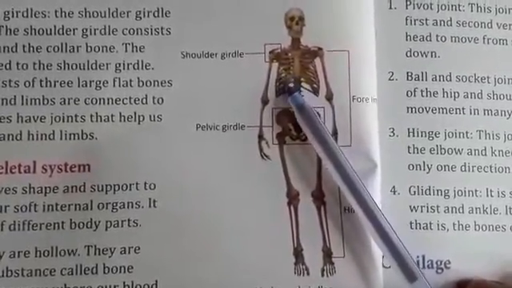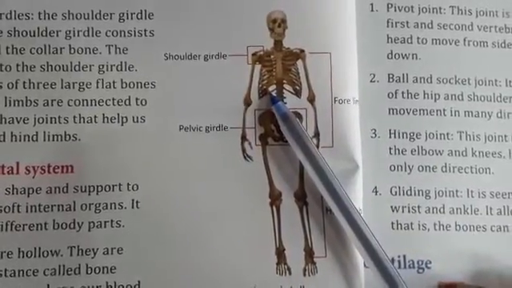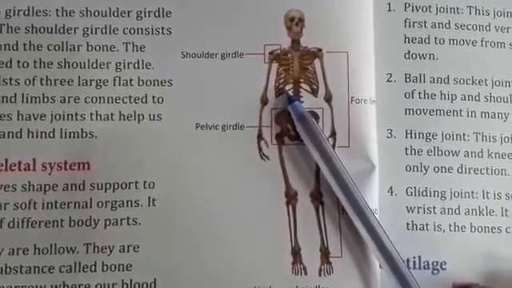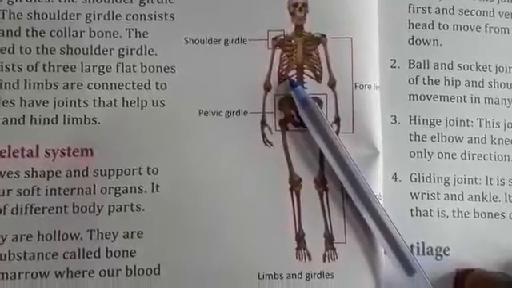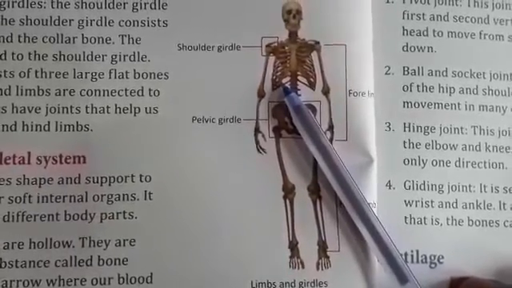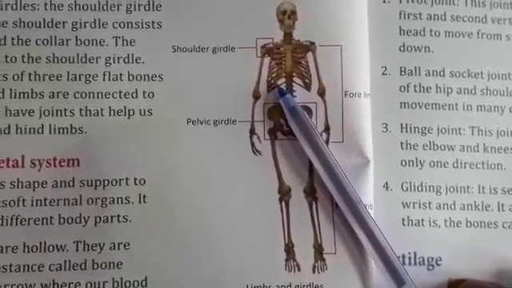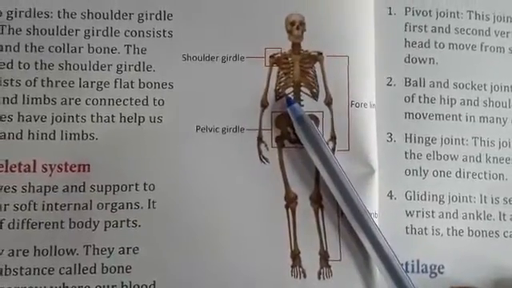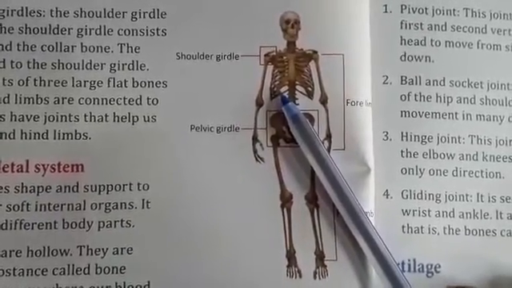Function of the skeletal system. The skeletal system gives shape and support to our body. It protects our soft internal organs. It allows the movement of different body parts.